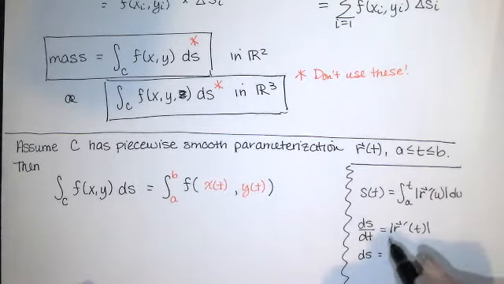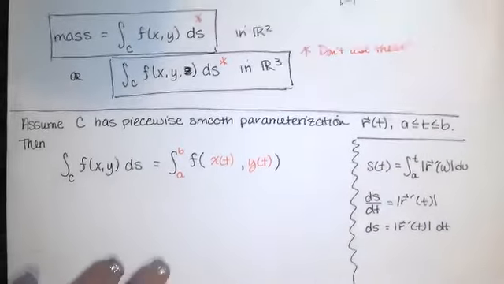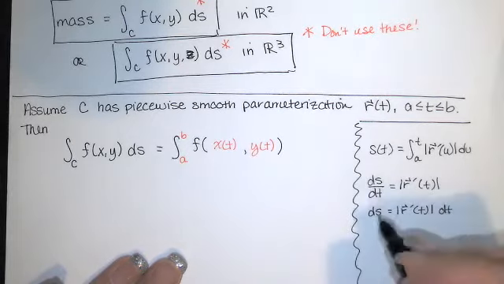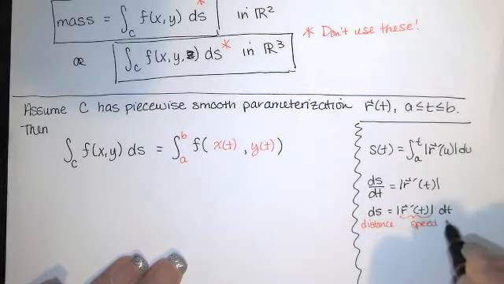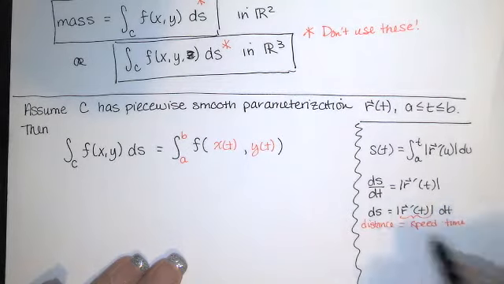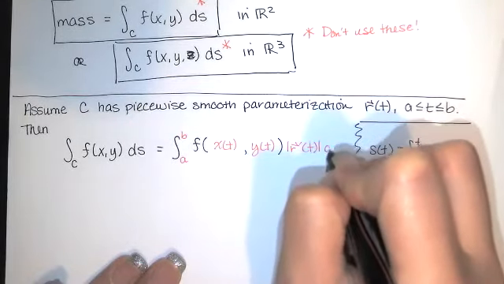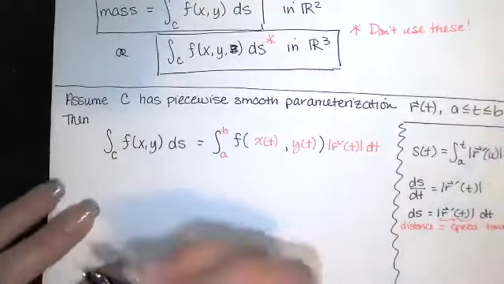And then ds is defined to be the derivative of s with respect to t times dt. So again, this does make sense because it's a tiny distance, and we're saying that tiny distance is equal to speed times time. So ds, if I want to write it in terms of t, well, I can just replace ds with speed times time. So that's if f is a function of 2 variables.